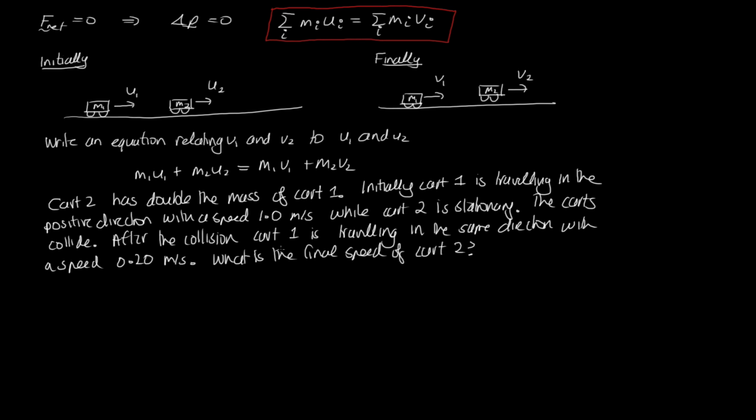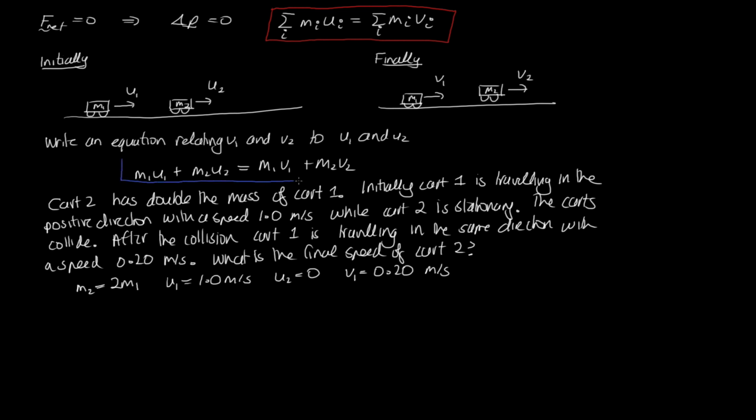Okay, so let's start by writing down everything we know. It's also useful to draw a diagram, but we've got a diagram up here, so we'll use this diagram. What we know is that cart 2 has double the mass of cart 1. So as an equation, we can write m2 is equal to 2m1. And then initially cart 1 is traveling in a positive direction with a speed of 1 meter per second, so we know u1 is equal to 1 meter per second. And cart 2 is stationary, so u2 is equal to 0. And then after the collision, cart 1 is traveling with a speed of 0.20 meters per second.